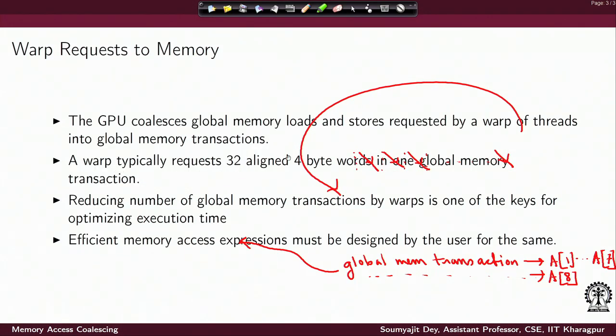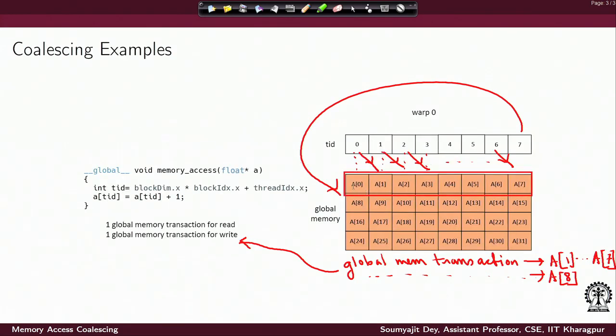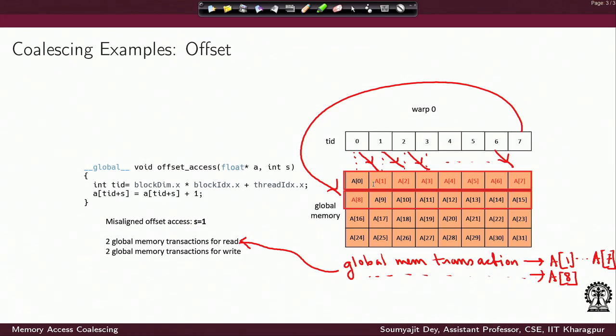There have to be 32 aligned 4-byte words, or in this case, by the warp definition, there have to be 8 times 4 bytes of aligned access, but the alignment is wrong here. Essentially, what's happening is you have an access of consecutive locations, but the access is starting from A1. So the entire thing is not aligned with the warp, and that would lead to 2 global memory accesses here. I hope this is clear.